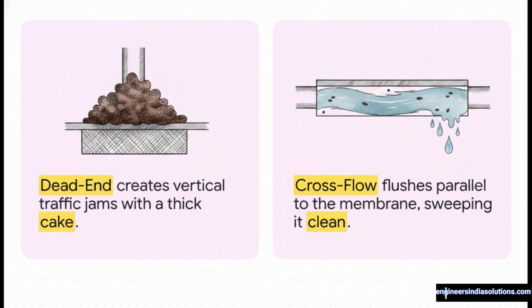Dead-end filtration is kind of like a vertical traffic jam. The liquid flows directly into the filter at a strict right angle. Now, you get great flow at first, but a thick cake quickly builds up, meaning the whole system has to be stopped and cleaned out.